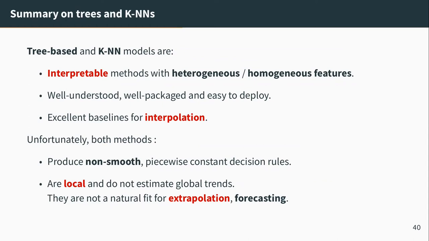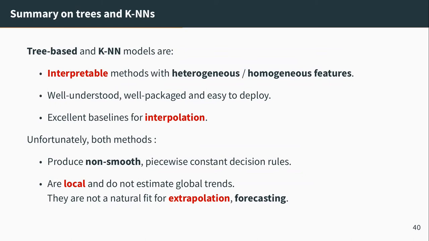Unfortunately, you have two major limitations, let's say. The first is that we always produce non-smooth, piecewise constant decision rules. Maybe it's not a problem, but I have lots of problems in physics where if you want to interpolate a trajectory, you don't want this kind of weird stutter. You want to find the continuous interpolation of your data.